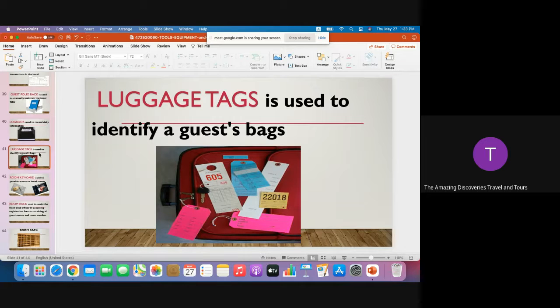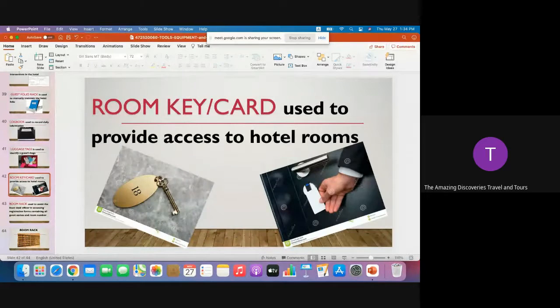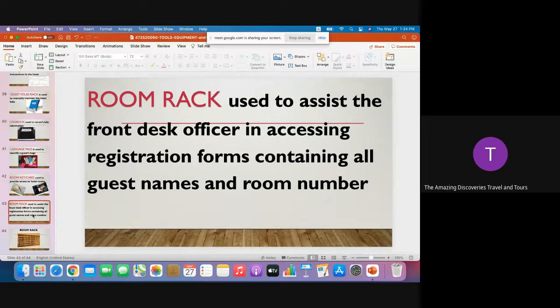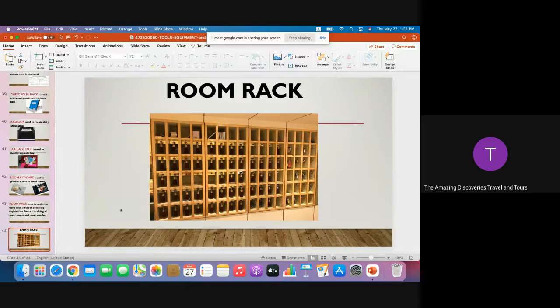Because usually, in bigger hotels, they don't allow guests to carry their bags up to their rooms. Instead, they leave them with the concierge, and the concierge delivers them to each room. Okay, the room key card, I already discussed that earlier. And then the room rack is used to assist the front desk officer in accessing registration forms containing all guest names and room numbers. So usually, the key is placed inside along with other guest details.